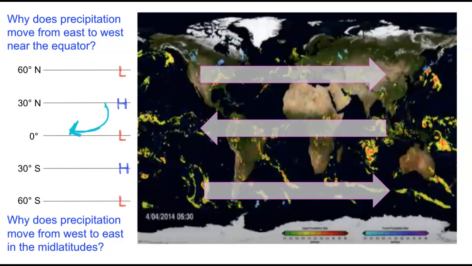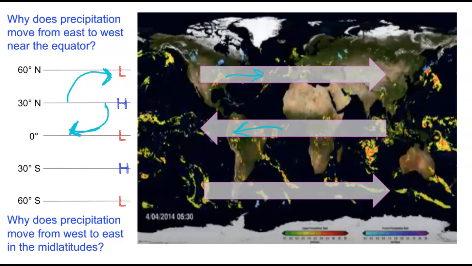So let's move up to the 30 to 60 degrees north, and still wind blows from high to low. But with the Coriolis effect, we have to bring in that rightward curve. And finally, we're starting to get somewhere. So now between 0 and 30 north, I do have an east to west directionality, and from 30 to 60 degrees north, I have a west to east directionality. So that's awesome. Let's see if it works in the southern hemisphere.